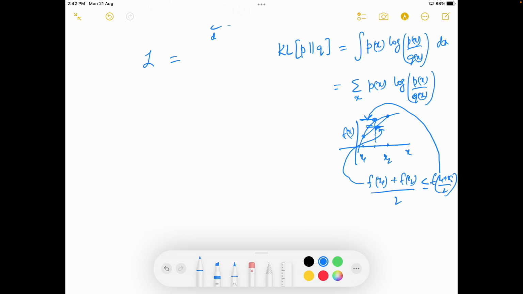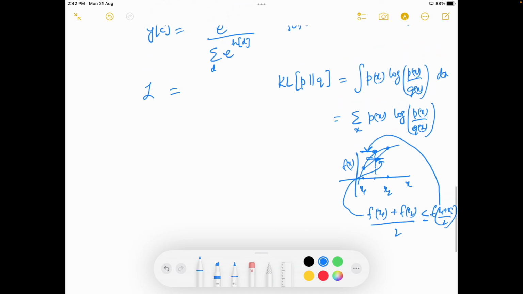That's Jensen's inequality. And using this you can prove that KL divergence is always greater than or equal to 0. Should I do it, or is this already known to you? This is a known result. Is it fine if I skip it? Okay. So using Jensen's inequality you can say that KL divergence is always greater than or equal to 0, and it is equal to 0 when Px and Qx are exactly the same.